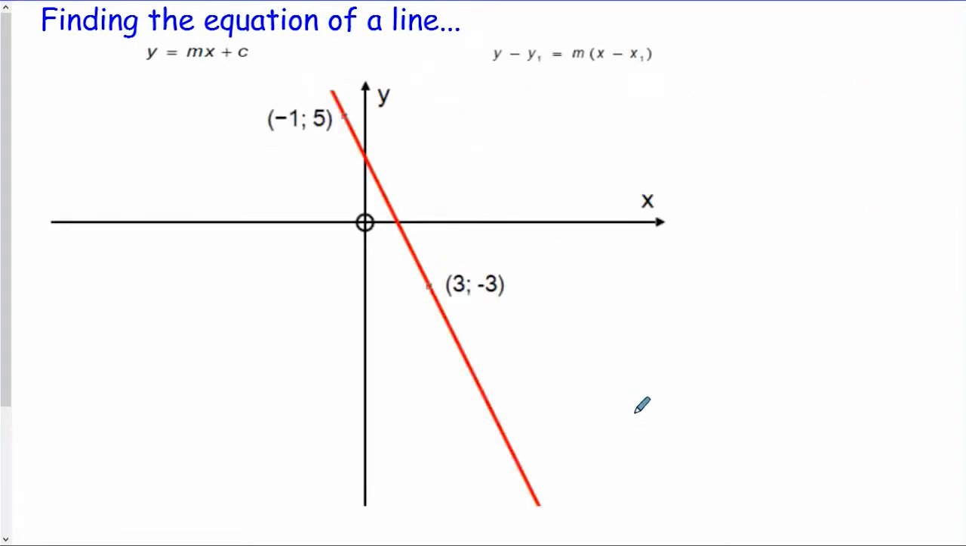Right. Finding the equation of a line. Now, there's quite a lot that goes on here, and I'm going to, in fact, show you 4 different methods of doing this.